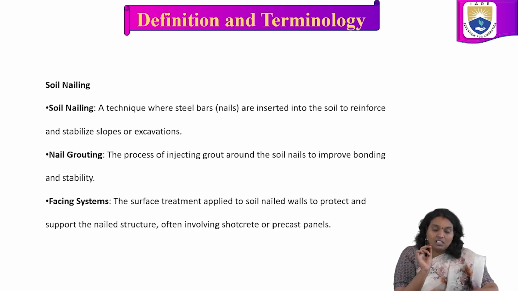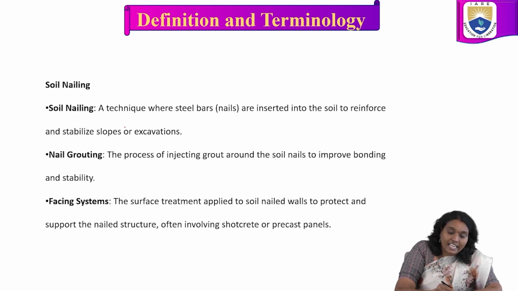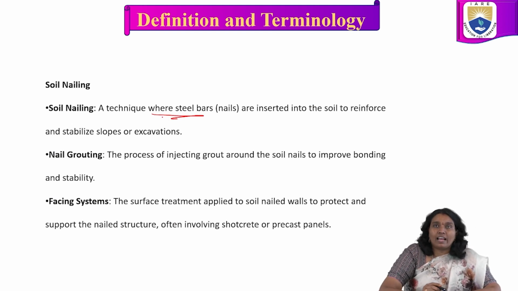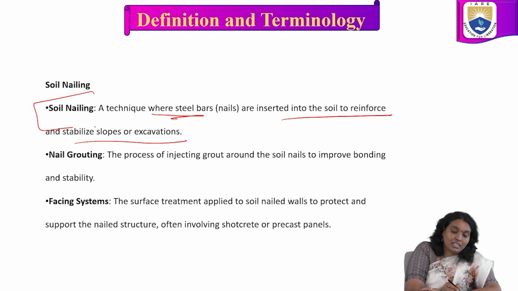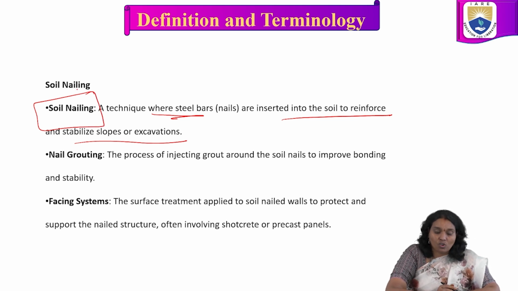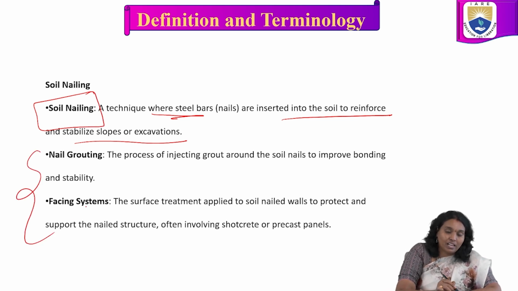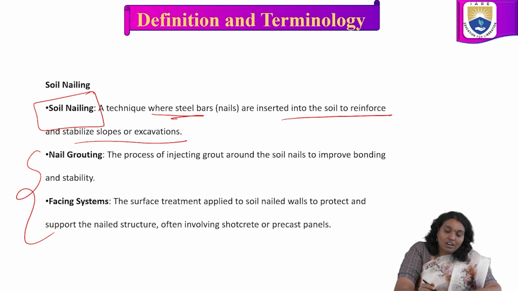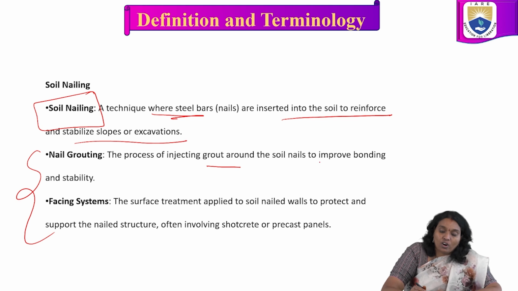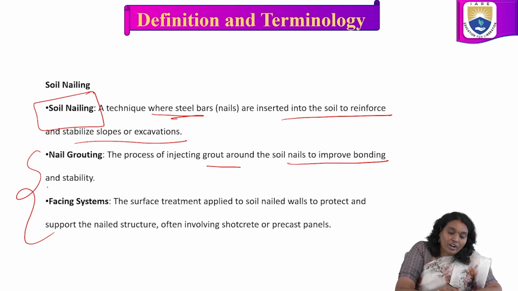Soil nailing is a technique where steel bars or nails are inserted into the soil to reinforce and stabilize slopes and excavations. That is nothing but soil nailing. In soil nailing, two different terms are used: nail grouting and facing systems. The process of injecting grout around the soil nails to improve bonding and stability is nail grouting.